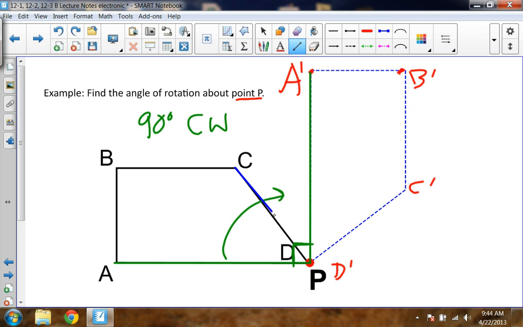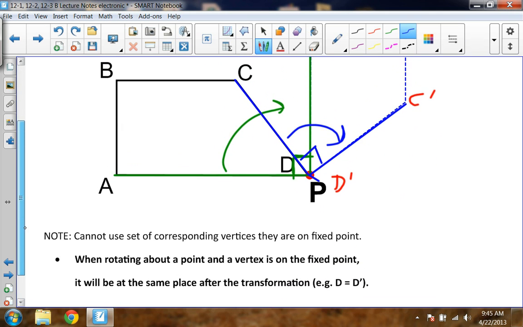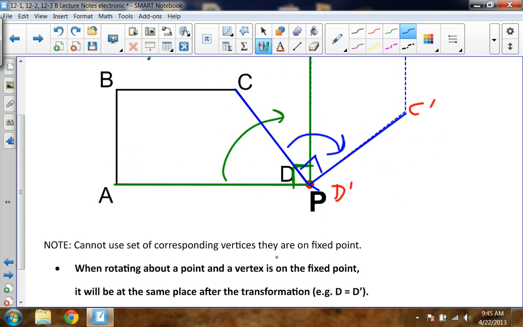But just for good measure, I go C to here and P to C. Is this here 90 degrees? Yes, it is. So each thing rotates 90 degrees clockwise. Okay. Now, I can't do this with D, and that's the next point that I want to make here. You cannot use a set of corresponding vertices, this should say, that are on a fixed point, because there's nowhere to draw from. You know, if D is on this point, I can't draw a segment and see how far it rotated.